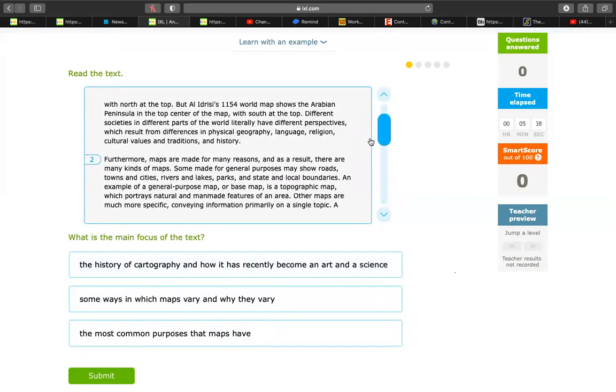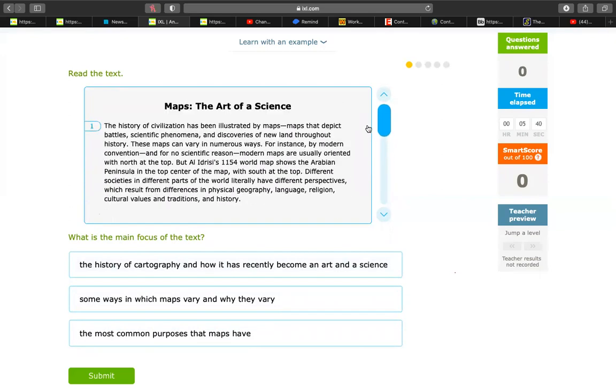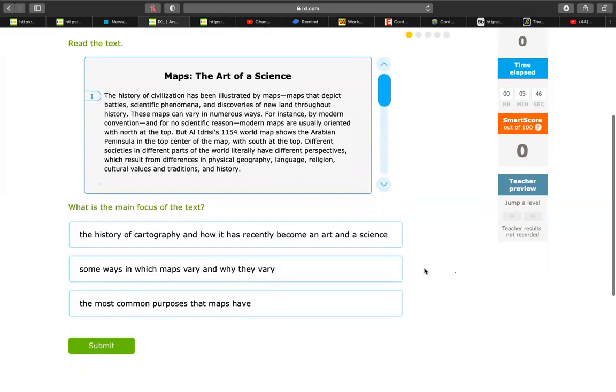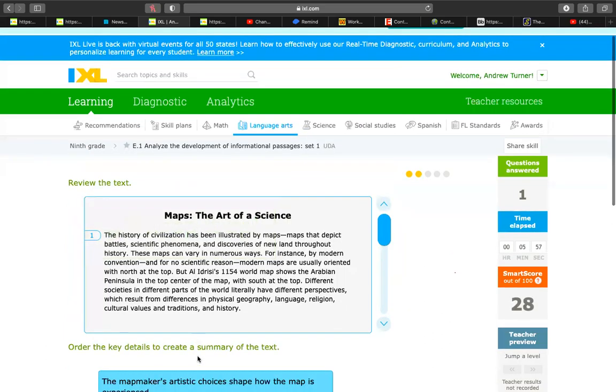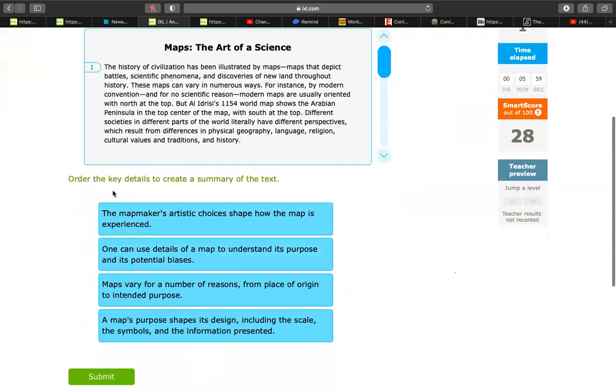Is this like a complete history? I don't think so. I would say some ways in which maps vary and why they vary. Okay, I think so. I like that. Let's see. We could get it wrong. Who knows? We got it right. Now, we are ordering the details here to create a summary of the text.